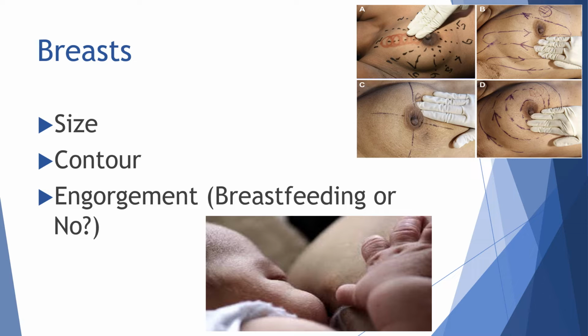When you're doing your assessment, you will start with the BUBBLE acronym. When you think about BUBBLE, the first letter is breast. You're going to look for the size. You're going to look for the contour. Is it engorged? When you're assessing, A, B, C, D are the different aspects that you could do when you're assessing the breast. It really doesn't matter as long as you're doing the assessment, you're going to make sure that the breast is not engorged.